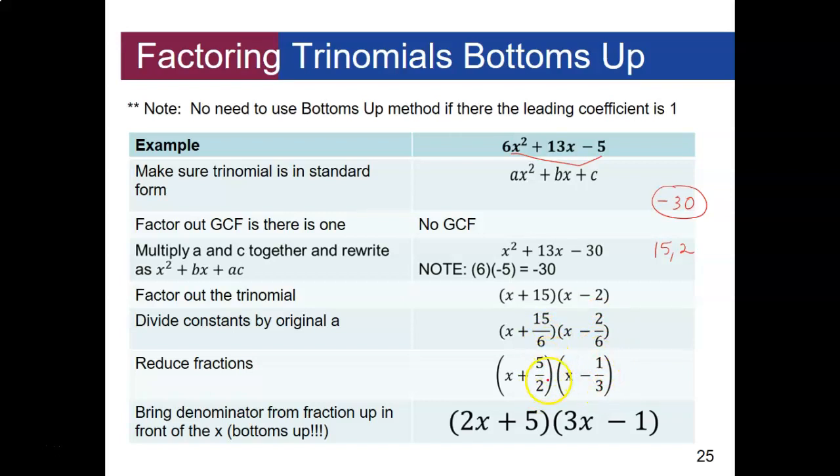So simplify those, and then this is the bottoms up part. We're going to take this denominator and bring it right up in front of the x. We'll do the same thing here. So this 2 is going to go up in front of the x, and we'll have 2x plus 5. The 3 is going to come up in front of the x, and we'll have 3x minus 1. And this is the factorization of this original problem up here. If you wanted to, you could easily multiply it out and check to make sure. And I would really encourage you to do that just to make sure that you've done these correctly.